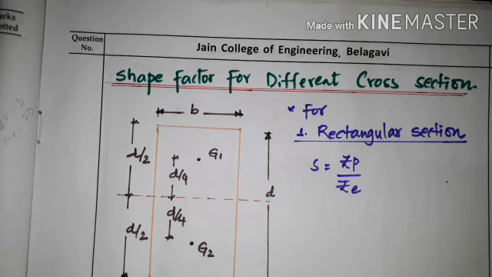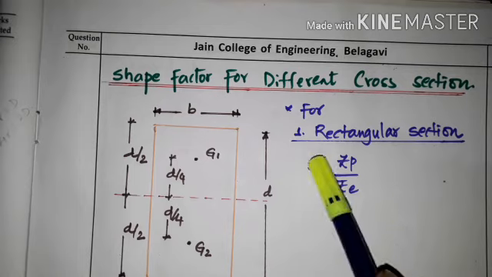So here today we'll solve a few examples on how to calculate or compute the shape factor for different types of section. We'll start with the first one, the rectangular section.